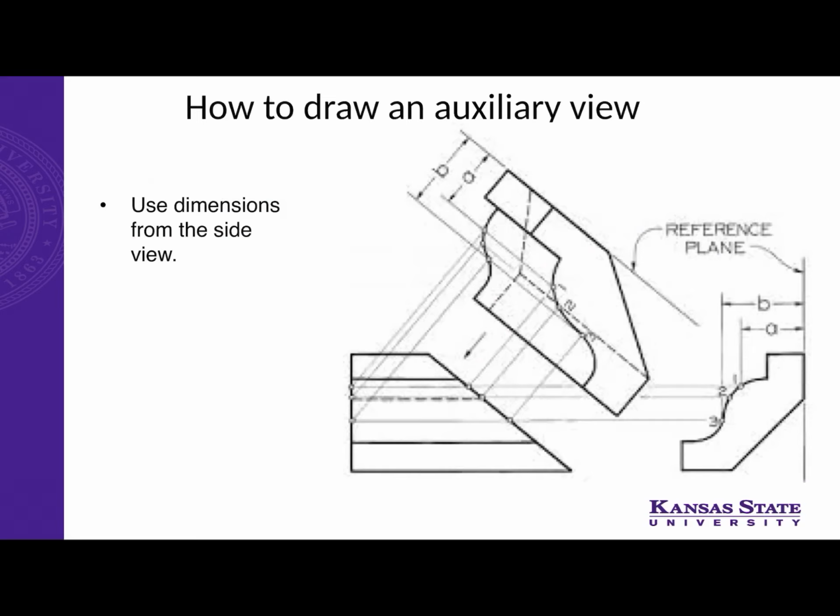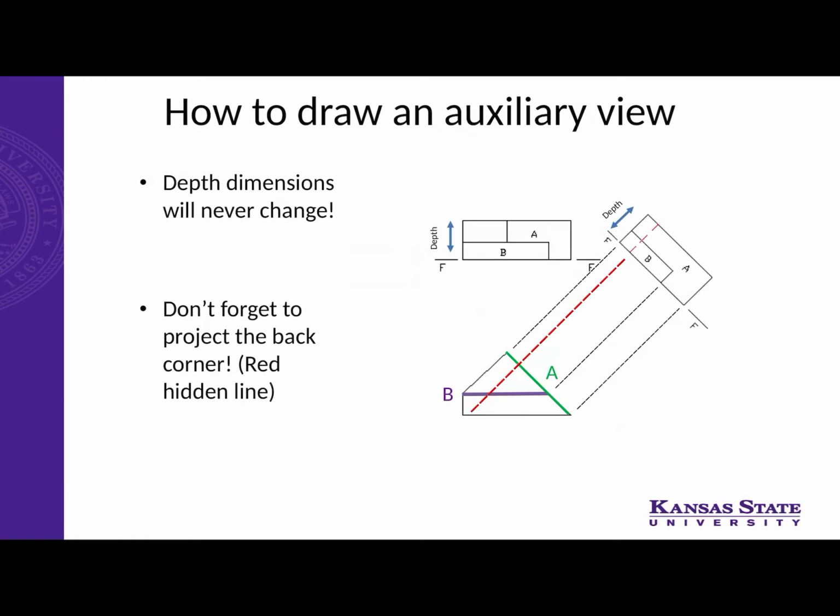So how to draw an auxiliary view, and then you're going to use the dimensions from the side. It's a little blurry here, but we'll see in the example in a minute. You're going to reuse the depth dimensions from, in this example, the top view, and that's going to give you some of your dimensions. And the other dimensions are going to stay because you're bringing those lines straight across.